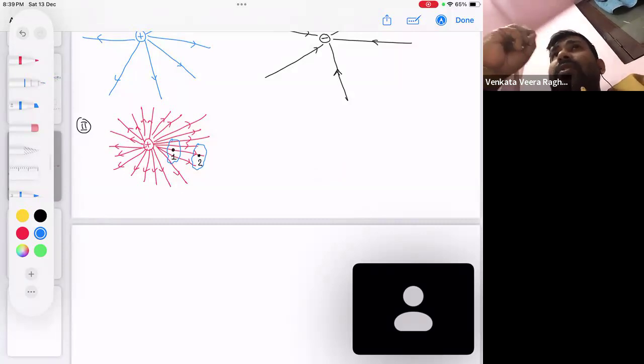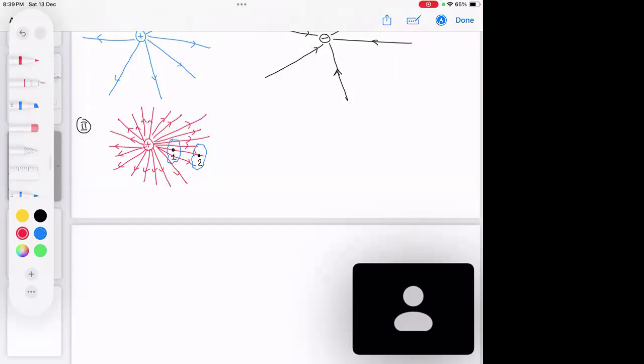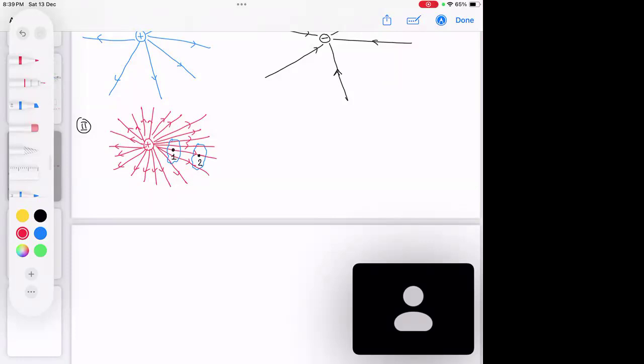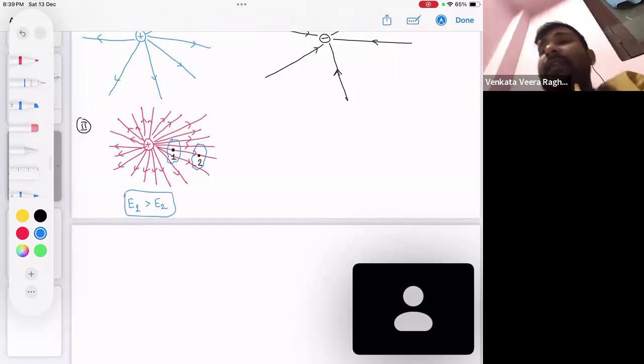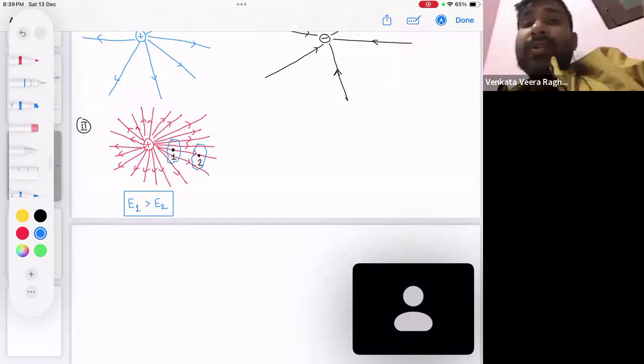Please tell me what I will do. At point 1 and point 2, I consider equal areas. Look at the diagram and tell me, through which area of cross section are more number of field lines penetrating? From 1. So the more number of field lines pass through a point, the stronger the field will be. That is another thing we understood from the field lines.